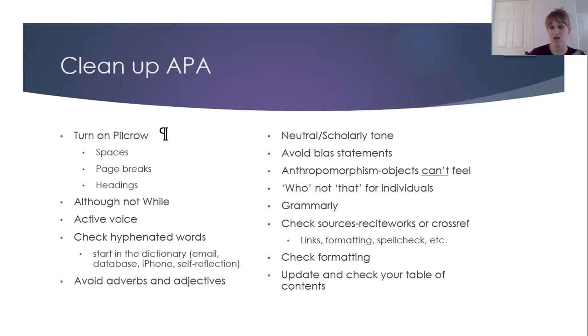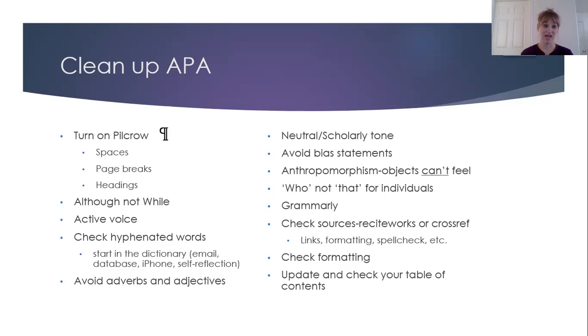Active voice, which we talked about in chapter 1, making sure that you have all of those in order. Check your hyphenated words. A great place to start is the dictionary. Just go type in a word online, and many of them will show you that they have been condensed down from hyphenated. Like email used to be hyphenated, but once it becomes more popular, more used, a lot of times the hyphen is eliminated. So email, database, iPhone, all of those things, make sure you have them written correctly in your proposal. And then things like self-reflection, that does have a hyphenation. So check your APA manual and check online to make sure that your spellings are correct.